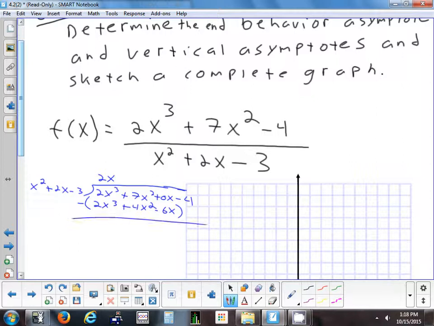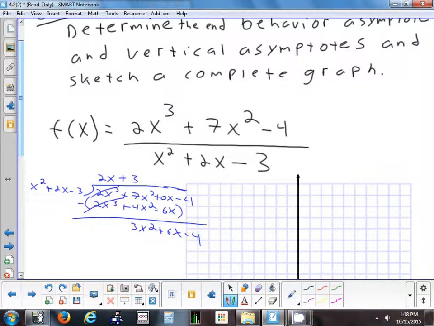And subtract. 2x cubed minus 2x cubed is gone. Heaven, what's 7x squared minus 4x squared? Okay, you get 3x squared. And Olivia, 0 minus 6x. Plus 6x. Good. Okay, bring down the 4. And now we've got 3x squared divided by x squared. What's 3x squared divided by x squared? 3.